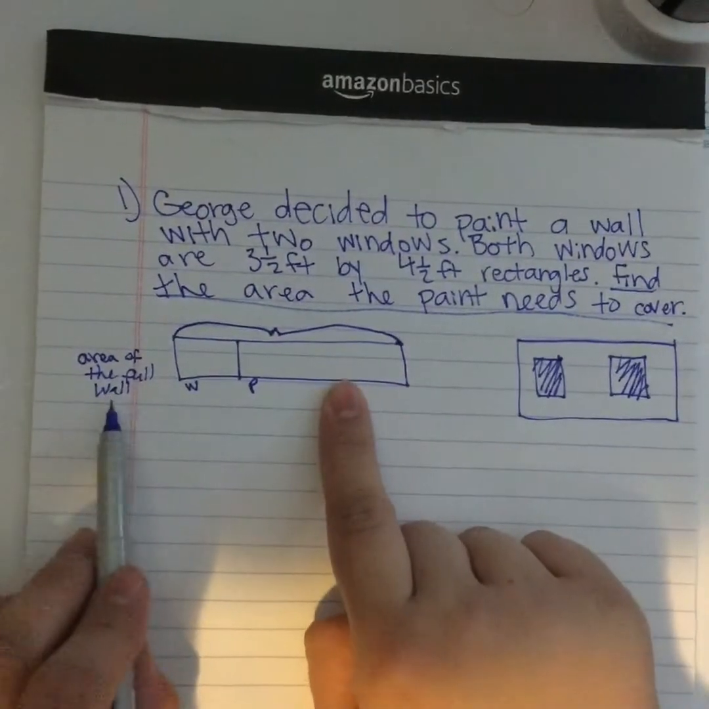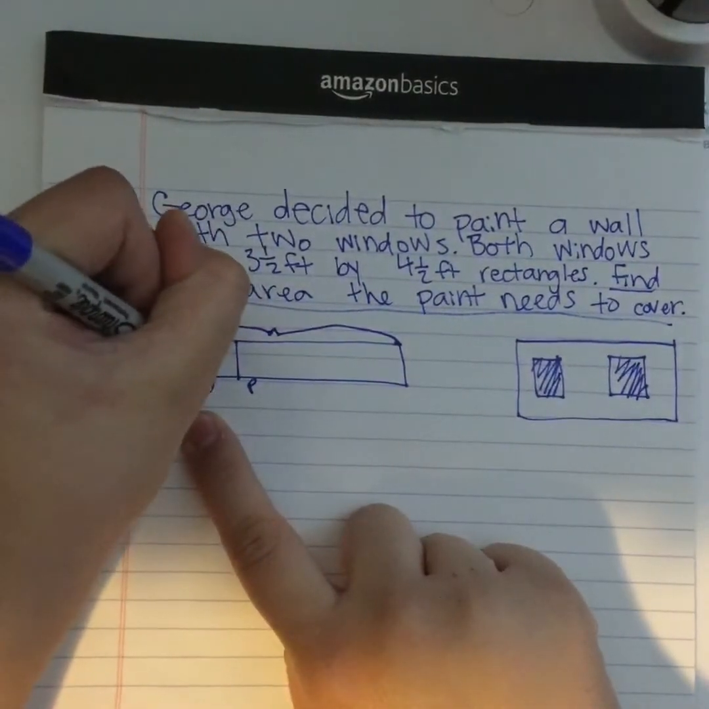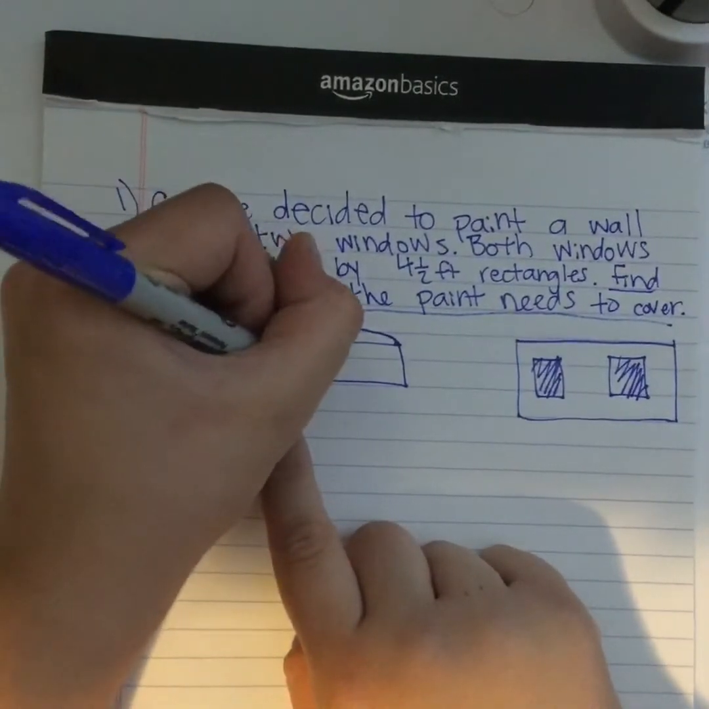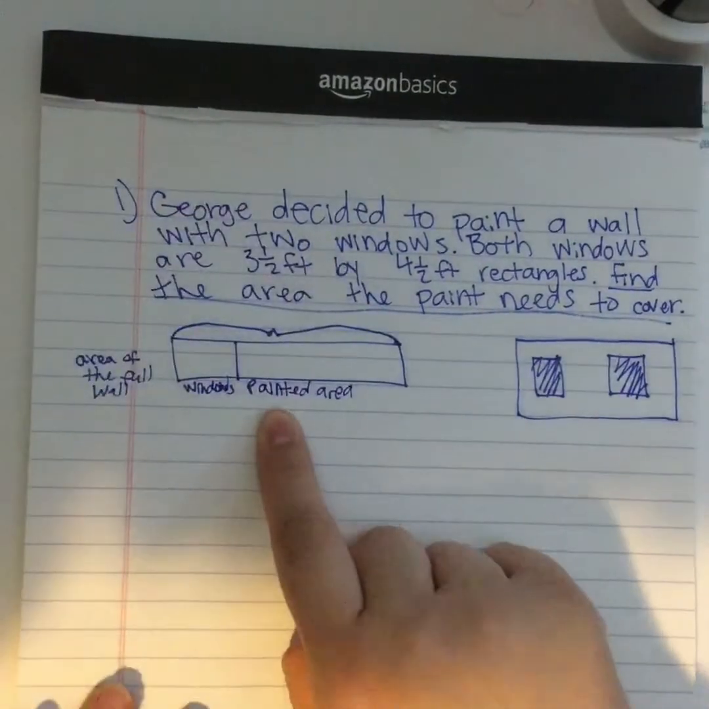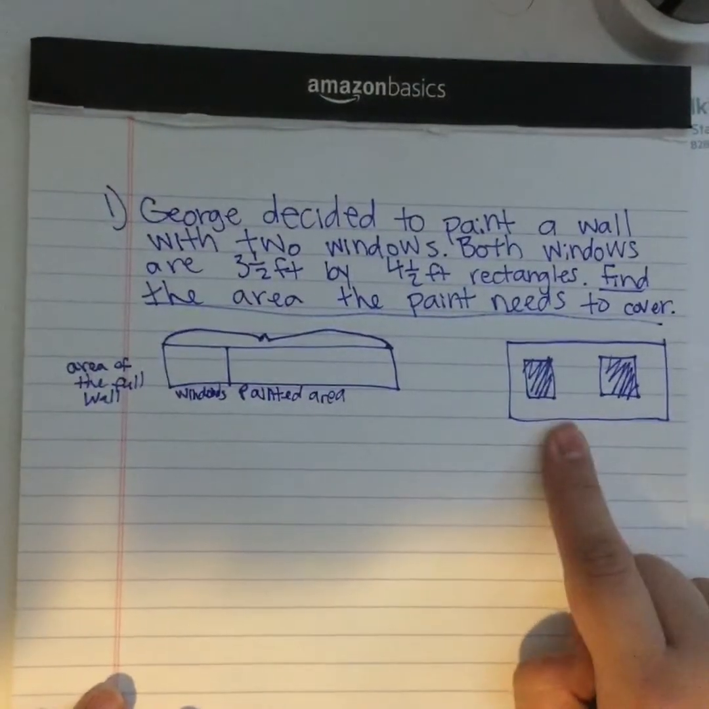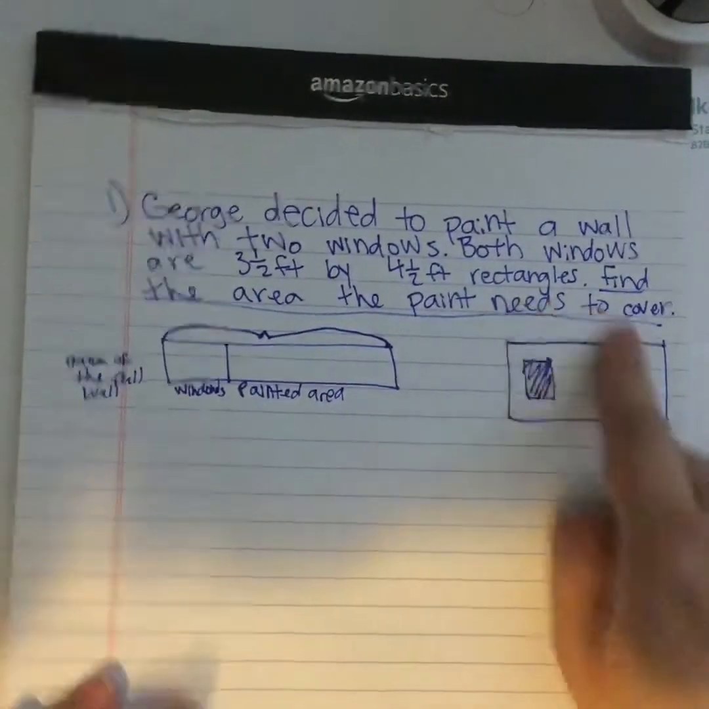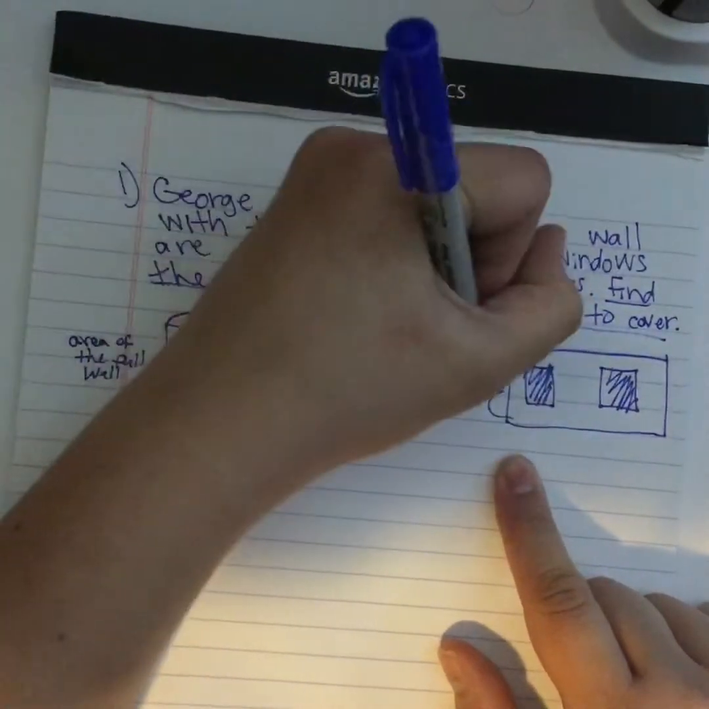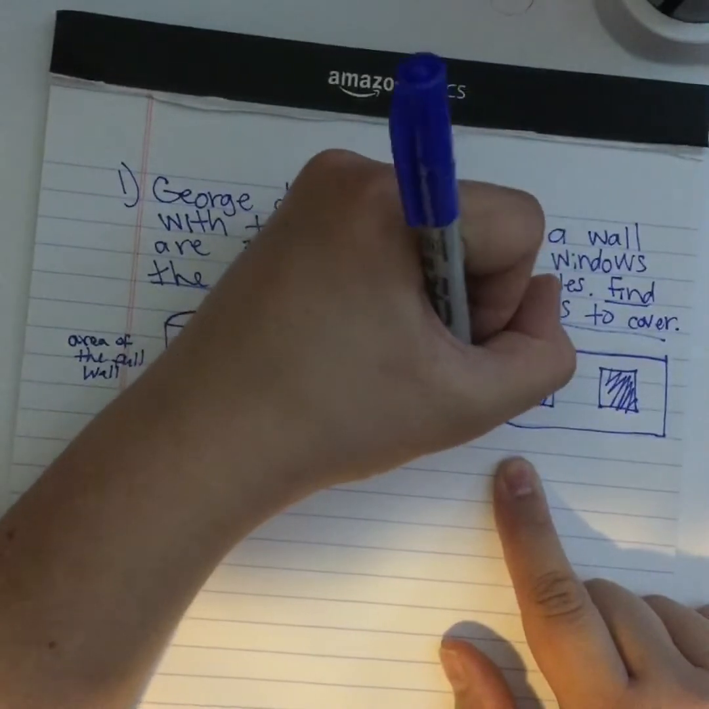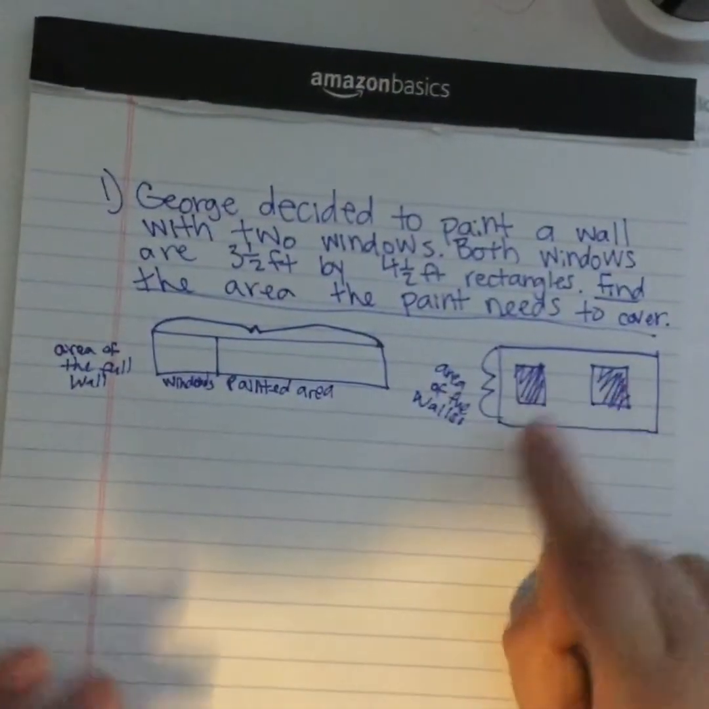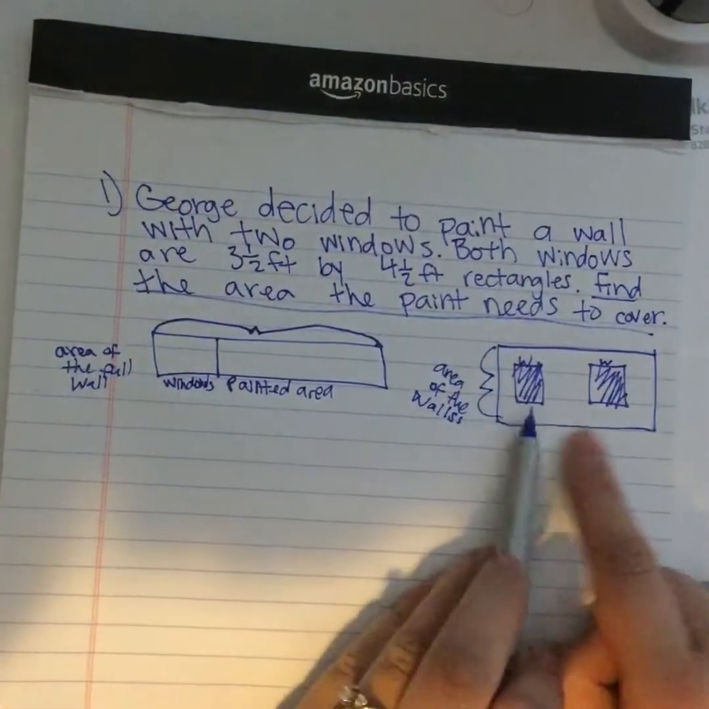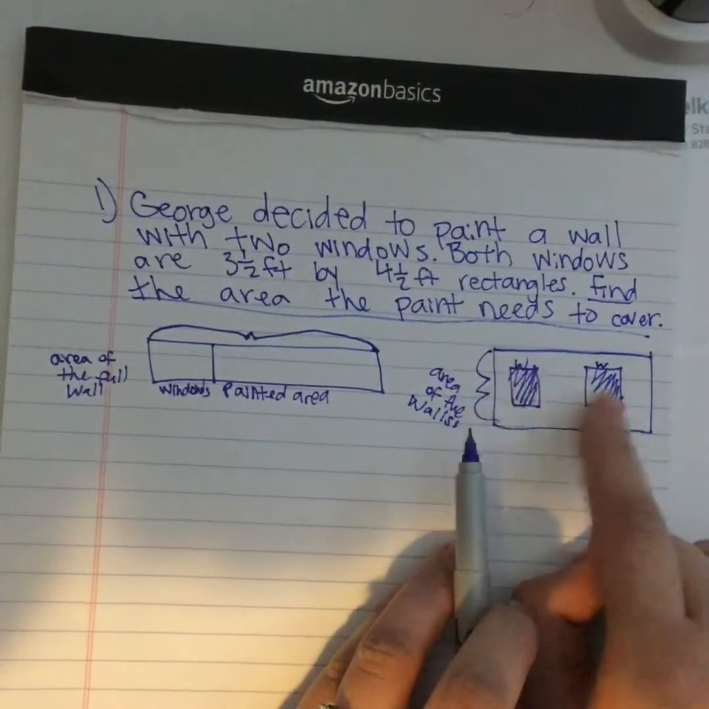When I'm thinking about this, we've got the windows and we've got the painted area. I drew this out to give another visualization to the picture that they drew on their problem set. In this one, this whole thing is the area of the walls. These are the windows. I'm just going to put a W there. And we want to paint everything in that box that is not a window.